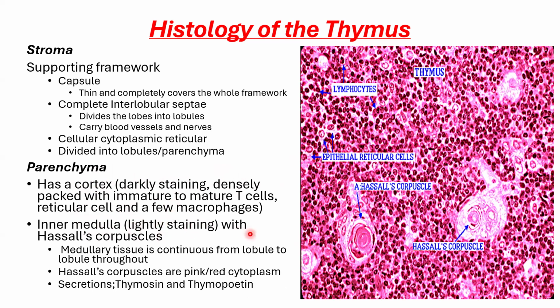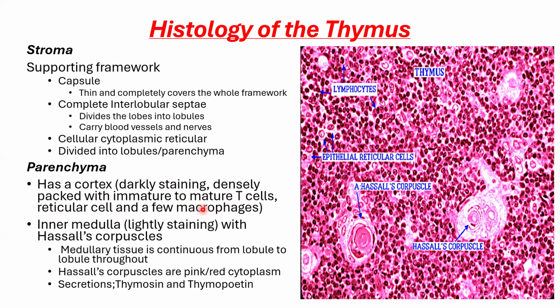So the inner medulla has Hassall's corpuscle. So this is a Hassall's corpuscle, lighter staining, and then it has an outer part, the cortex, which is darker staining. So cell types in the cortex will have mature T cells, reticular cells, and macrophages. So three cell types in the parenchyma.